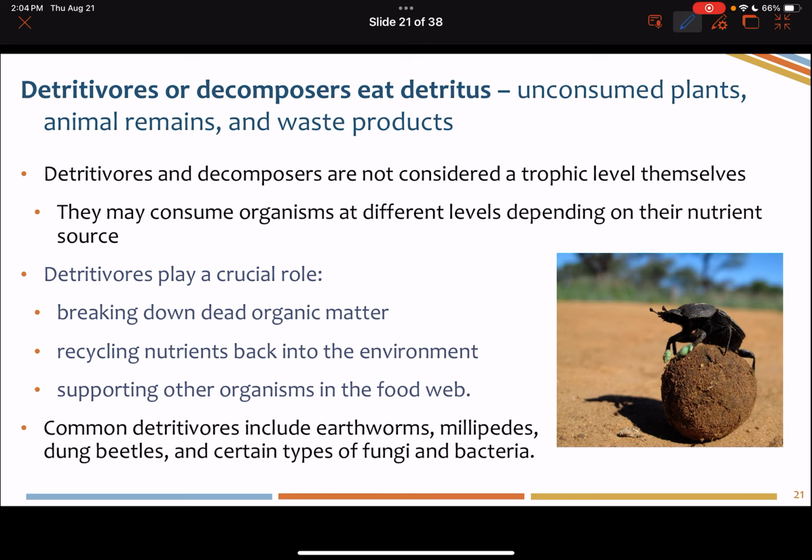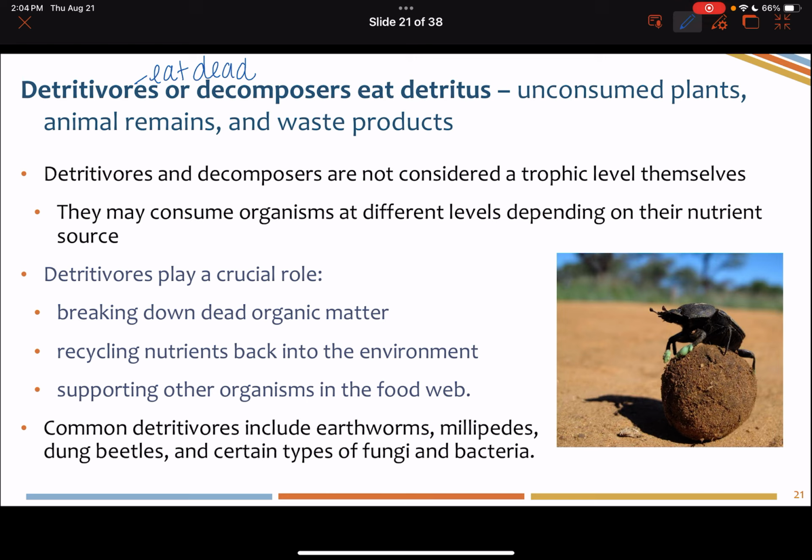Then we have detritivores and decomposers. So detritivores are organisms that eat dead organisms. And decomposers are also organisms that eat dead waste, except the decomposers are breaking them down all the way into their smallest nutrients. In general, I'm going to kind of use these interchangeably. They're technically a little bit different, but for our purposes, they're doing the same thing. They are consuming plant and animal remains and breaking down our waste products.